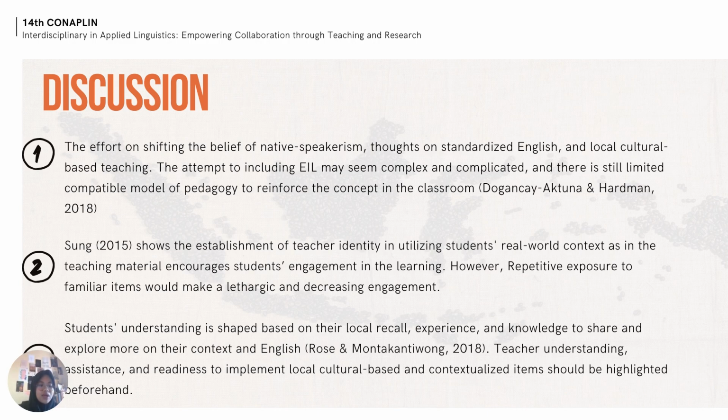And then the second one is students' understanding is shaped based on their local recall experience and knowledge here. But teacher understanding, assistance, and readiness to implement local cultural based and contextual items should be highlighted beforehand.